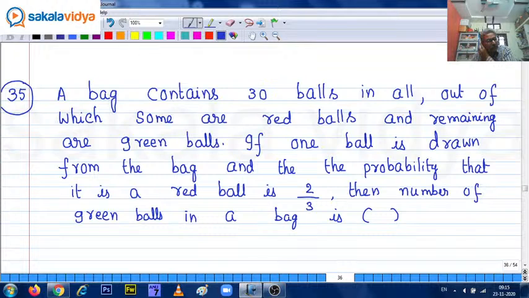Conditional probability is actually a conditional event, we shall discuss it at the intermediate level. Okay, here we don't have any conditional probability.